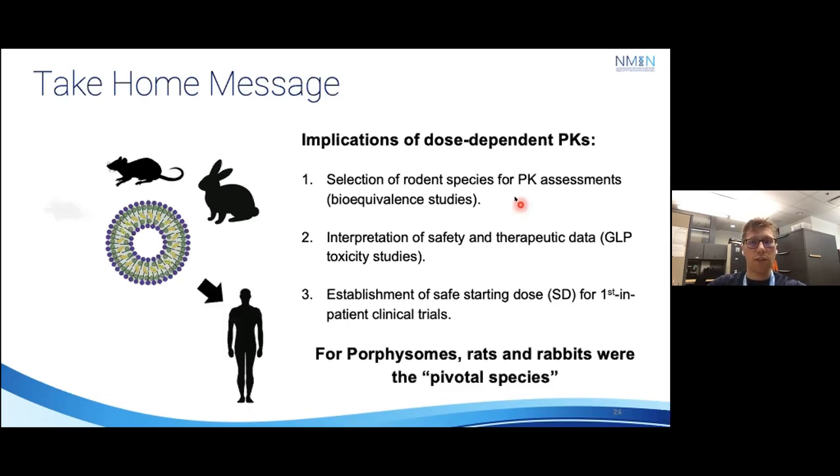In our program, using the data that I presented to you here today, we were able to conclude that the rabbit and the rat data were our pivotal species for studying porphysome PK, safety, and therapeutic efficacy as we translate the porphysomes into first in-patient clinical trials.